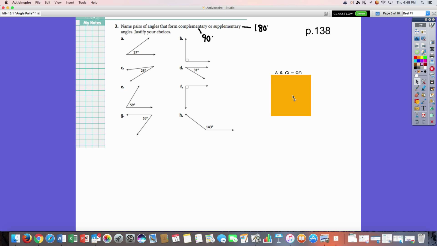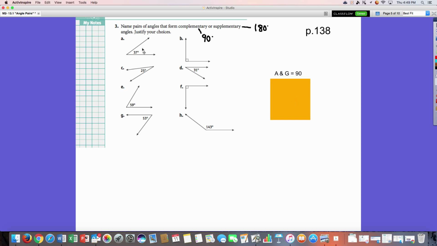So excited. A and G equal 90. So A plus G, 53 plus 37, that equals 90. D and E equal 90. So 31 and 59, if I add those two together, I get 90. What about B and F? Angle B is 90. Angle F is 90. If I add those together, I get 180. So those are supplementary.